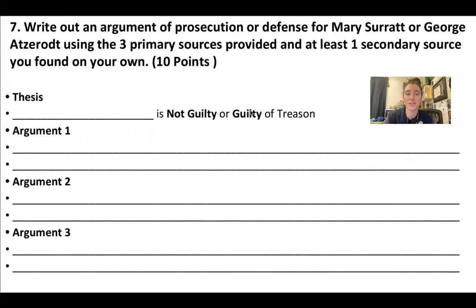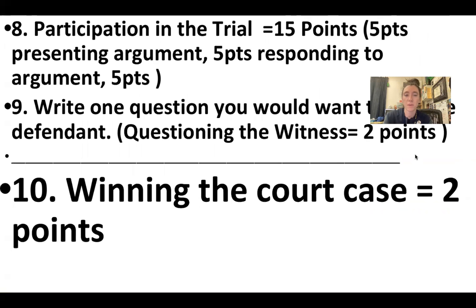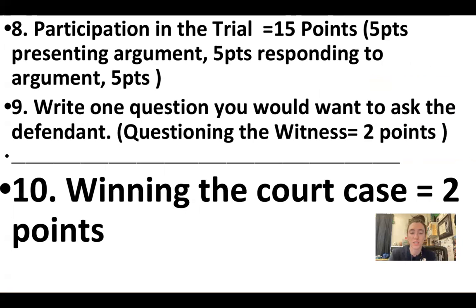Number 7. This is basically just the outline of how the trial is going to go. Similar to the John Brown debate, you have your thesis, guilty or not guilty, depending on what side you're on and who you have in the trial, and then the 3 arguments. Participation in the trial is worth 15 points, 5 points for presenting, 5 points for responding to the argument. You need to write out 1 question you want to ask the defendant.